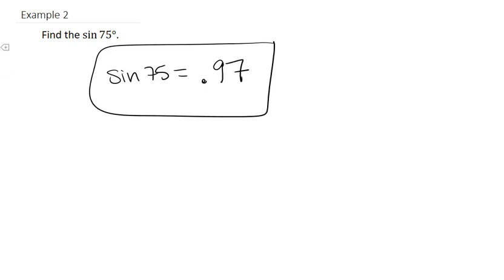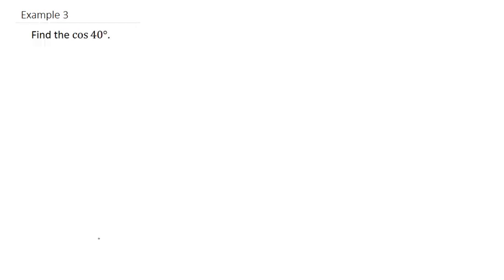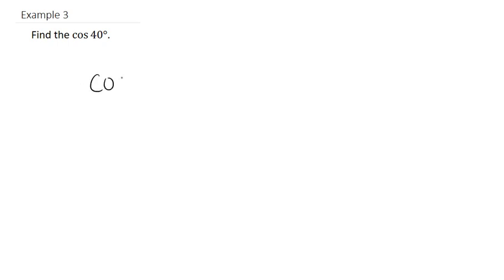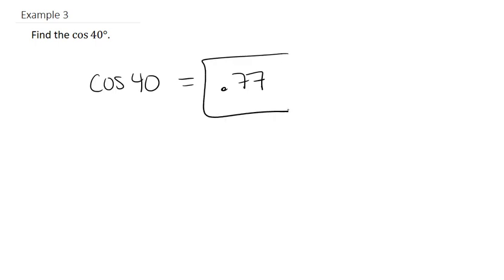Let's do another example. Example 3. Find the cosine of 40 degrees. So this time we're going to put in 40 and see what the cosine is of that. So the ratio for that one is 0.77. So the cosine of 40 is 0.77.